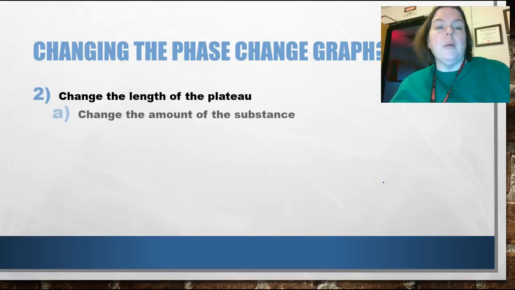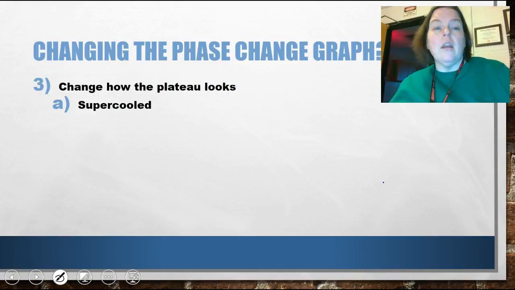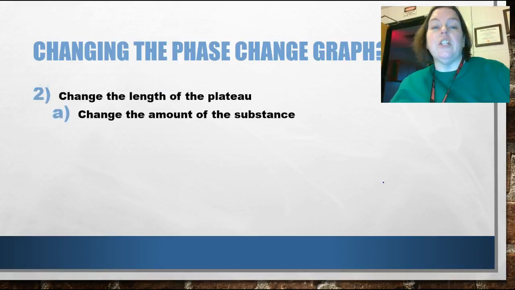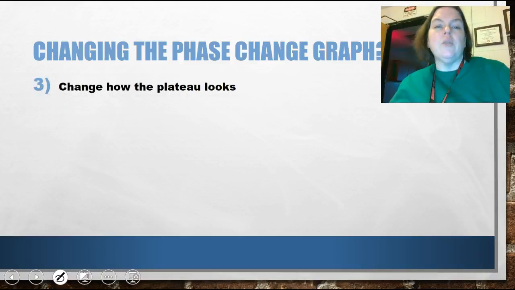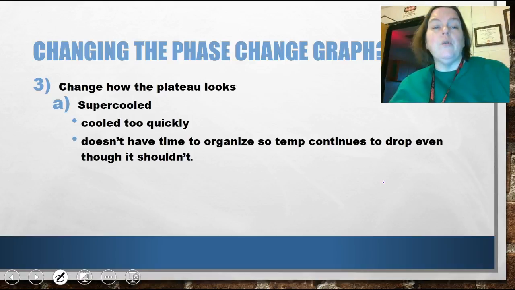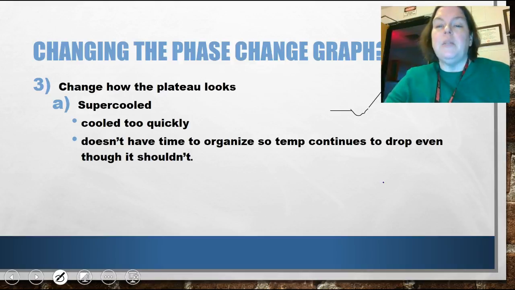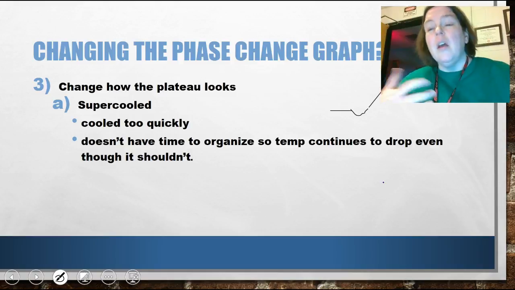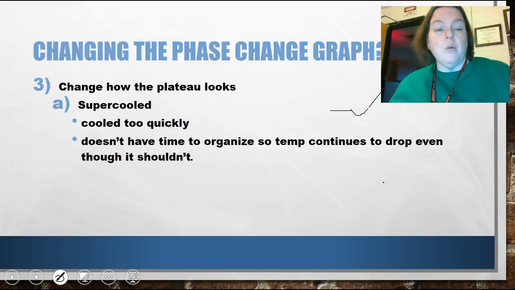How do we change the length of the plateau? Well, we can change the amount of substance. The more substance we have, the longer the plateaus will be. How to change what the plateaus look like? Well, we can supercool it. When we supercool it, we cool it too quickly and it doesn't have time to organize, so the temperature drops even though it shouldn't. So we have this flat line and then we see a little dip and then it goes back up. That's just a process of supercooling.